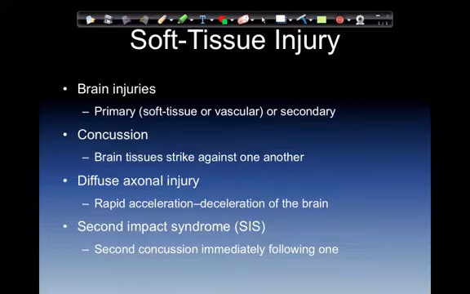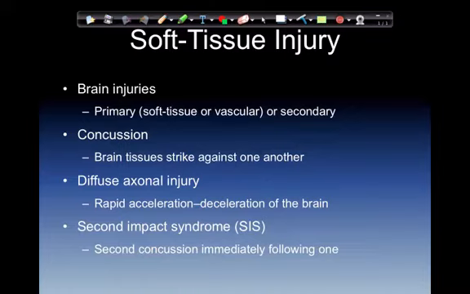Concussion. The brain tissue violently strikes against one another inside the head. Signs and symptoms of a concussion include loss of consciousness, repetition of questions. Whenever we see people that are concussed, they continually ask us, what happened? Five minutes will go by, so they're having a hard time with short-term memory. Headache, vacant stare, and delayed responses.